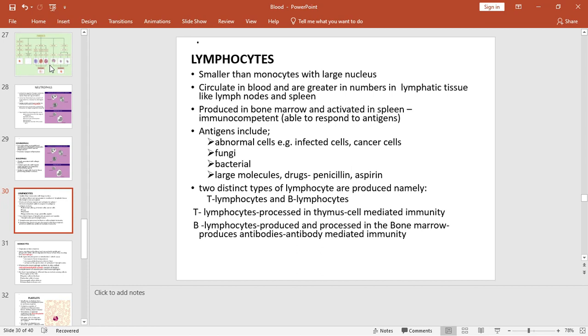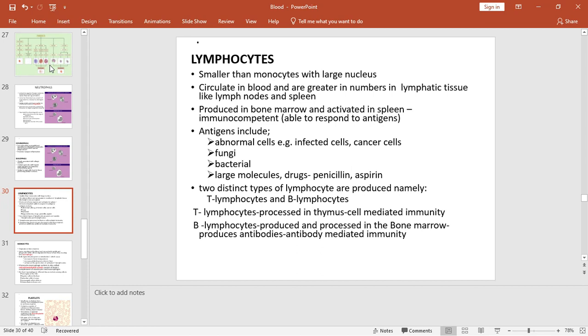We can quickly talk about the lymphocytes. The lymphocytes are basically smaller than the monocytes, because the monocytes are larger and have a larger nucleus. These ones circulate in blood and they're greater in number in the lymphatic tissue, like the lymph nodes and the spleen. They are produced in the bone marrow and are activated in the spleen. There are two types of lymphocytes. You've got the B and you've got the T. What is the difference between them?